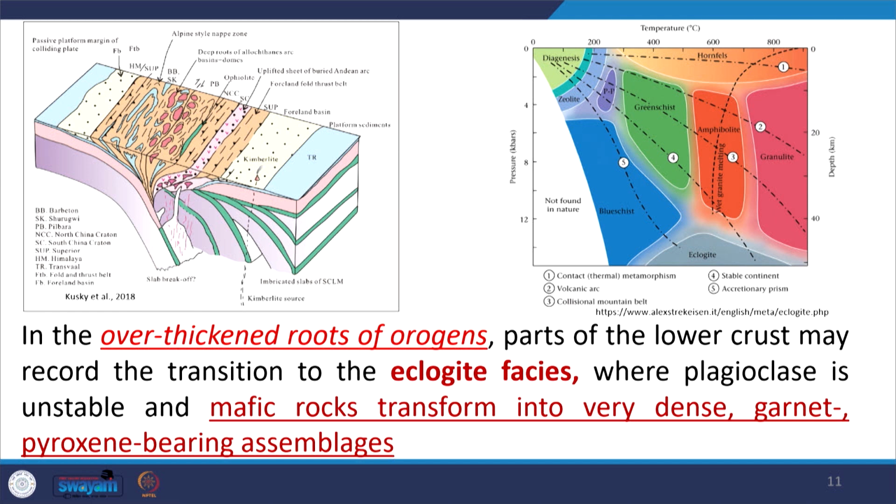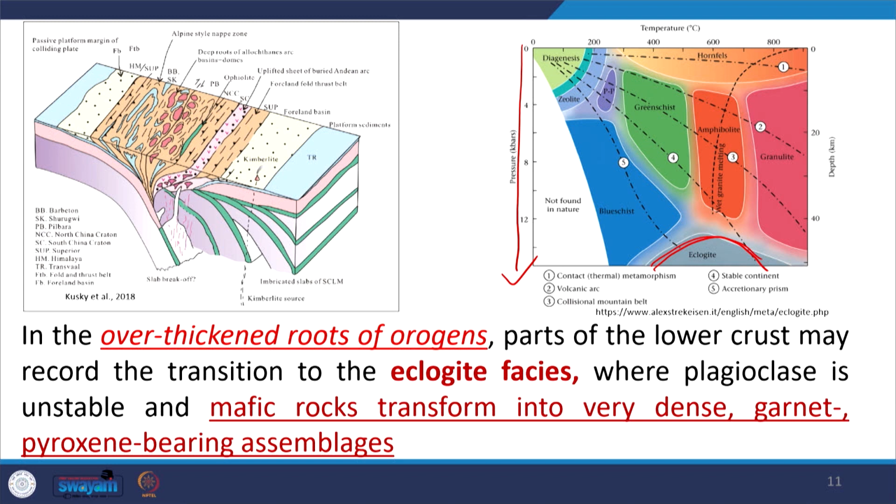So, that means once we are at a collisional zone like the Himalayas, what is happening here? The crust may record a transition to eclogite phases, because if you see, this is the eclogite phase, and the characteristic of the eclogite phase is that it is a high pressure phase. Once there is a collision zone, two plates are colliding. So, that means it is a high pressure environment.